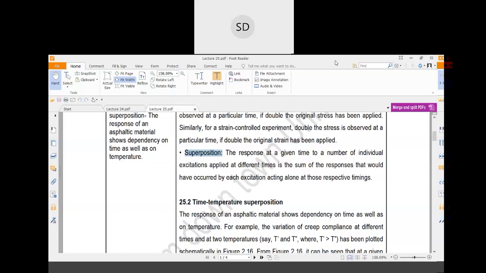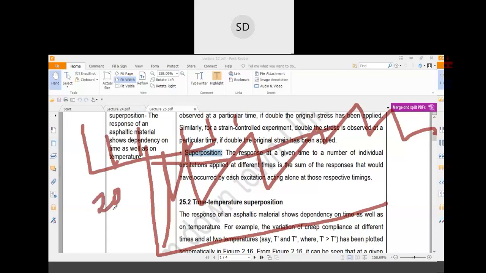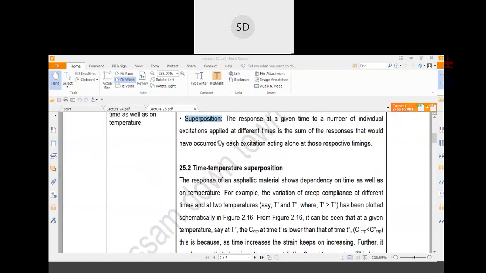Suppose for stress controlled or strain controlled experiments, you are getting different responses for stress and strain behavior at different time intervals. Now if you go for the individual responses at each particular time, and as a total you get, suppose, 20 Newton per mm square for stresses, then if you add up all these individual parameters, that would be equal to 20 Newton per mm square for a system which is superposed. That is basically the meaning of superposition.